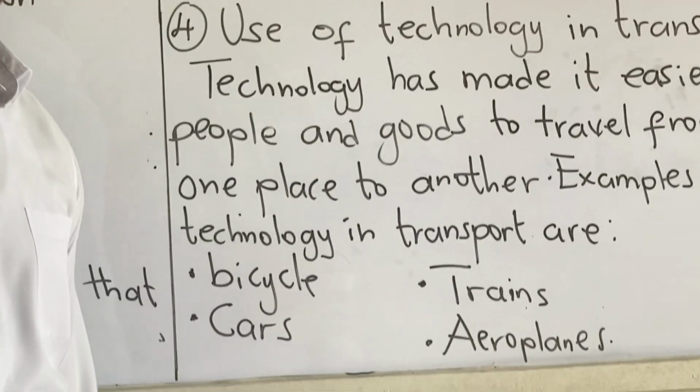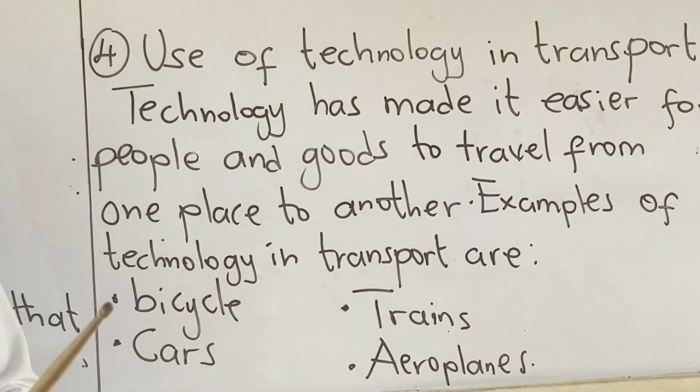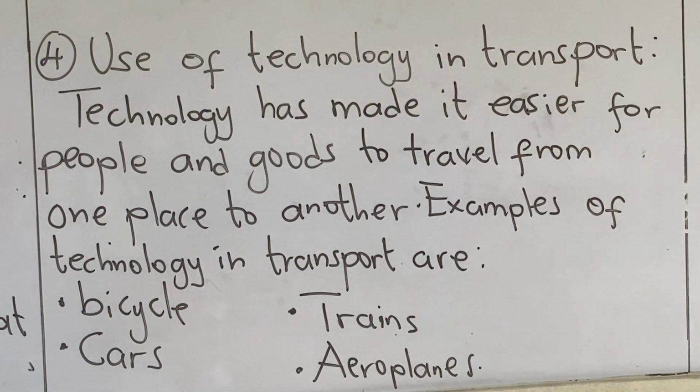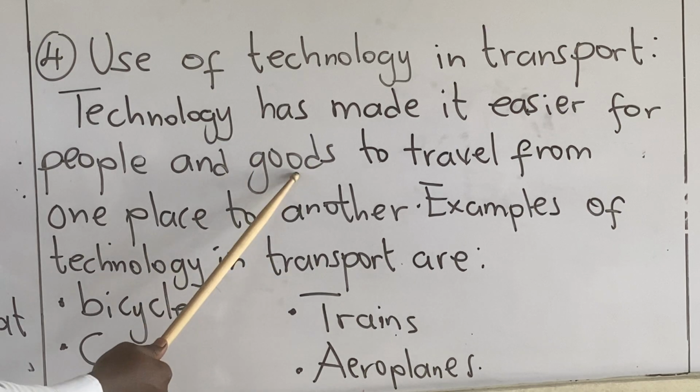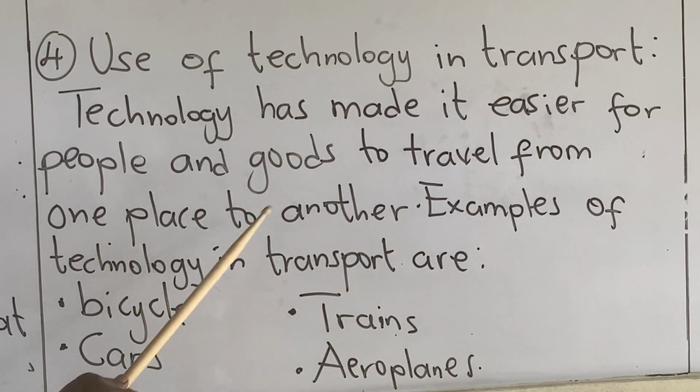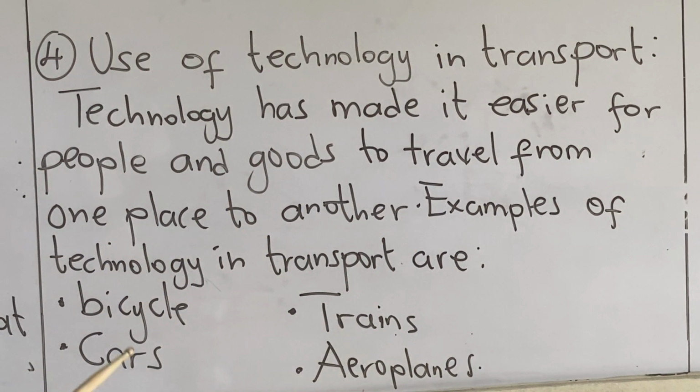Let's look at the final sector where technology helps a lot in our community. That is the transport sector, the use of technology in transport. Technology has made it easier for people and goods to travel from one place to another. Examples of technology in transport are bicycles. For short distances, we use bicycles to move from one place to the other.